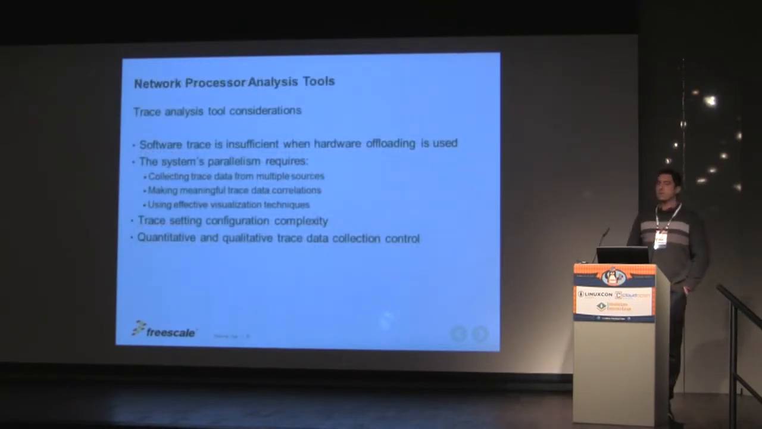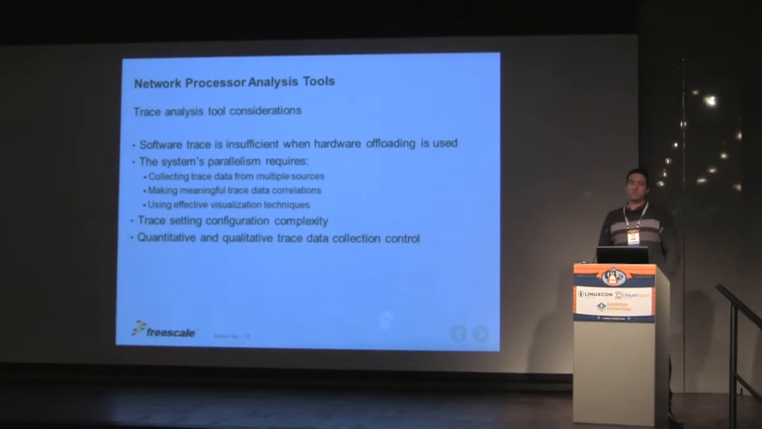So these are the main issues that we have been faced with when developing tools for networking processors. Number one, the software trace, the F-trace, LTTng trace, and so forth, is insufficient when a lot of the networking functionality is offloaded to hardware. Okay, the software is simply unaware of that.